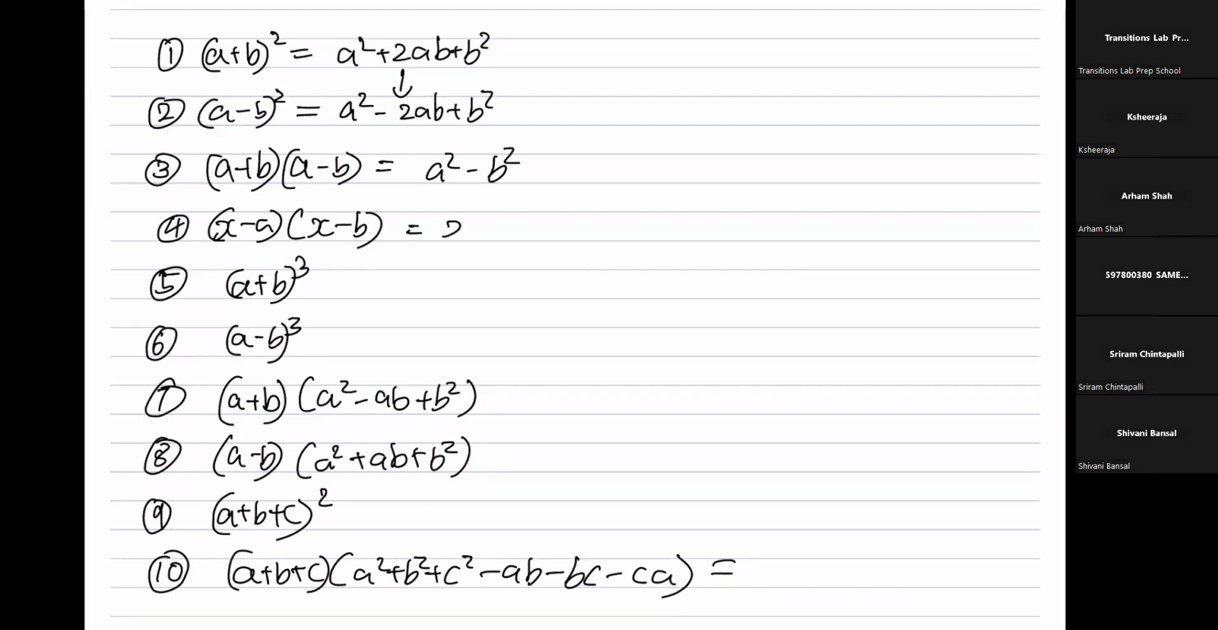This is x square minus x times a plus b plus ab. This is a cube plus b cube plus 3ab times a plus b. Okay, that is another expanded form of this also. This is equal to a cube minus b cube.